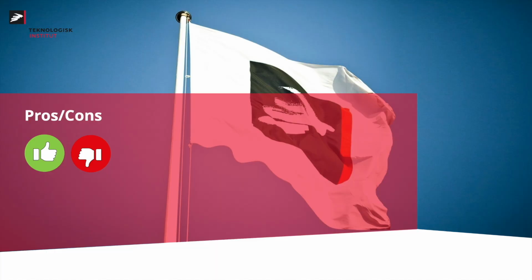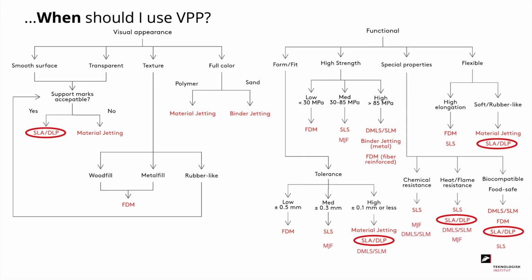Now it's time to look at the pros and cons of the VPP technology. When talking about 3D printing, you often talk about visual appearance and functionality. With VPP, you get both. On the visual side, you can get transparent materials and a very nice smooth surface. On the functional side, you can get high tolerances, you can get flexible parts and heat-resistant or biocompatible parts.